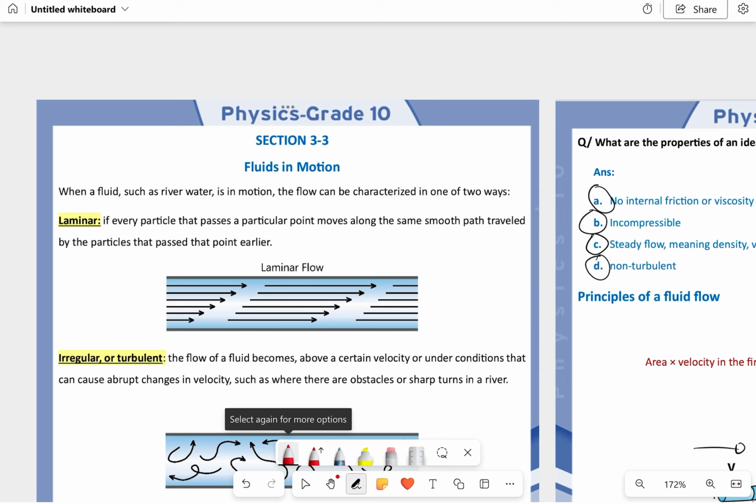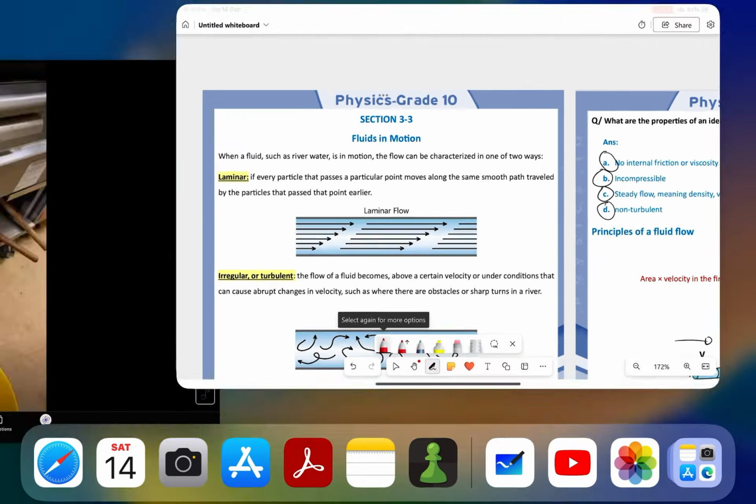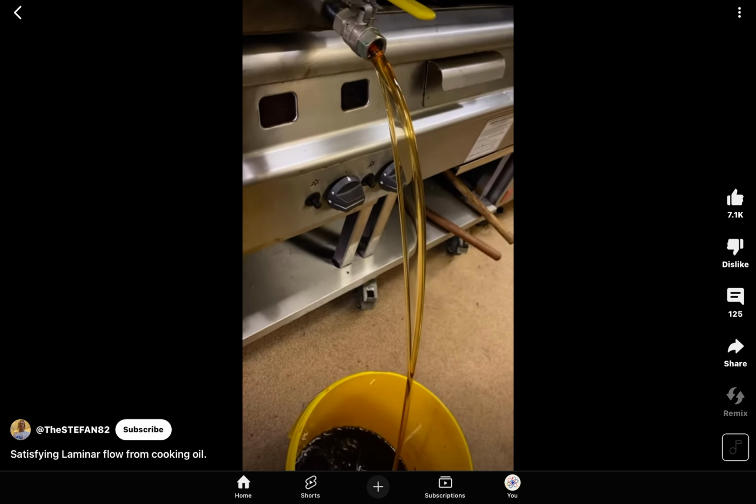In this video, I'm going to explain section 3 from chapter 3, fluids in motion. Now guys, we have two types of fluid flows. When a fluid flows, we categorize it into two flows. We say laminar flow or irregular or turbulent flow. Before I explain it, let me give you an example of a laminar flow.